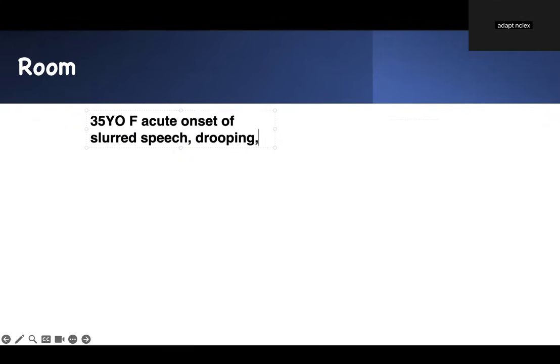Are you happy? Well, they call you immediately. They say a 35-year-old female is present in the next room with what? Acute onset of slurred speech. One side of the face is drooping and they are drooling. What do you think is going on? You assess the patient. There is no arm weakness. There is no leg weakness. You say, oh, why does this patient not have arm and leg weakness? It's only the face, and it's one side of the face. What do you think is going on with this patient?